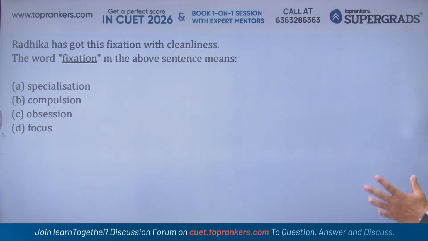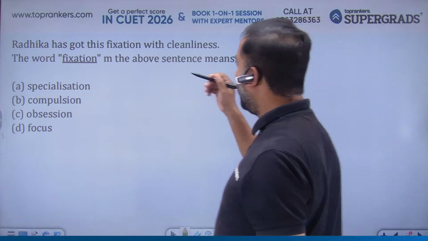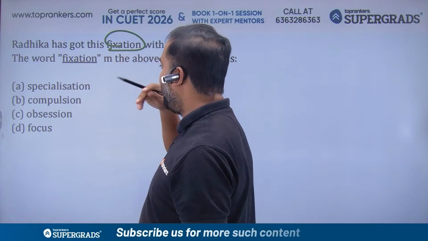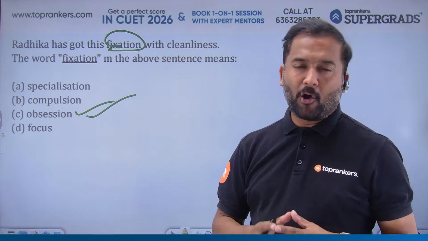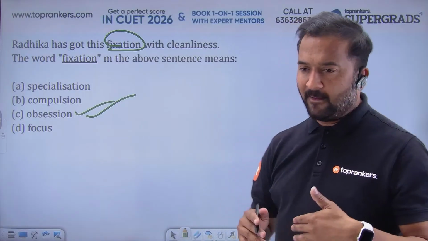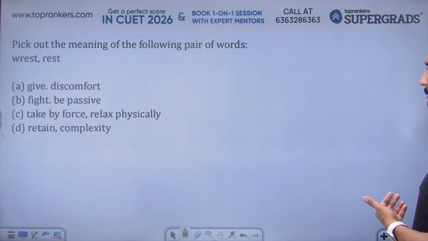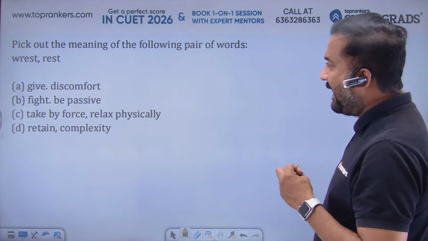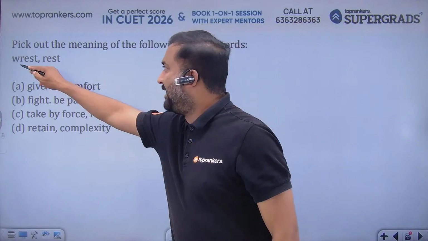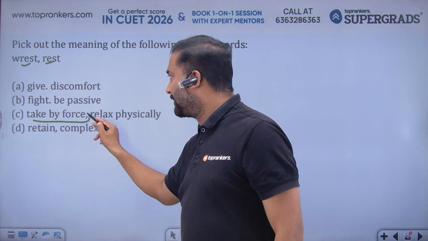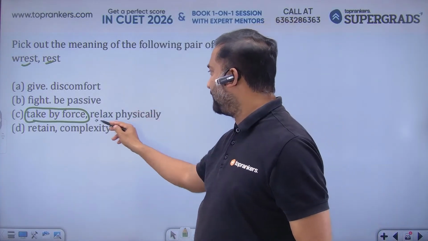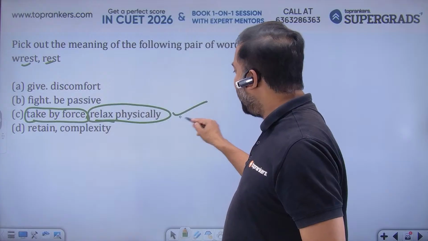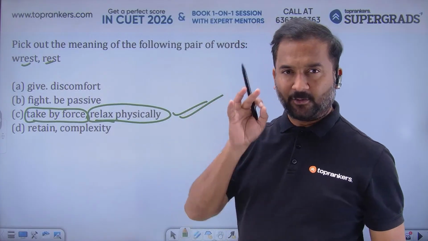So that was your question, students. And here's the next question. Radhika has got this fixation with cleanliness. So fixation is obsession. You're fixated on something, that means you're obsessed with something. That is what fixation means, students. Now we have to pick out the meaning of the word rest and rest. So rest is to take something by force, to assert your authority over something, and this rest is to relax physically. So C must be the correct answer to this question.